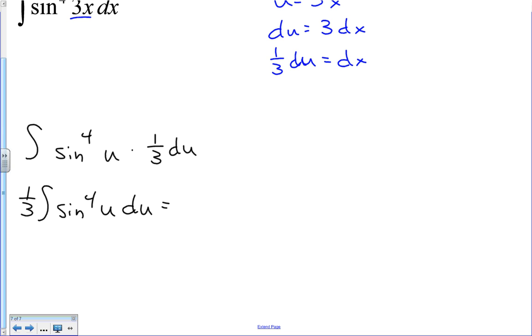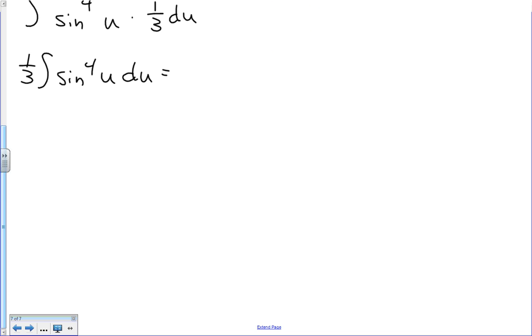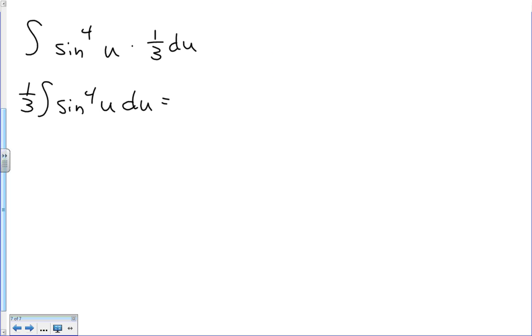Okay, so this is equal to, then, now we're ready to use the reduction formula. Actually, I'm going to write this down below here. This is equal to, the 1/3 stays out front. I'm using the reduction formula again only on the integral. That's all I use it on. So the 1/3 stays out front here. I'll put a parenthesis here so I distribute that 1/3 through at the end.